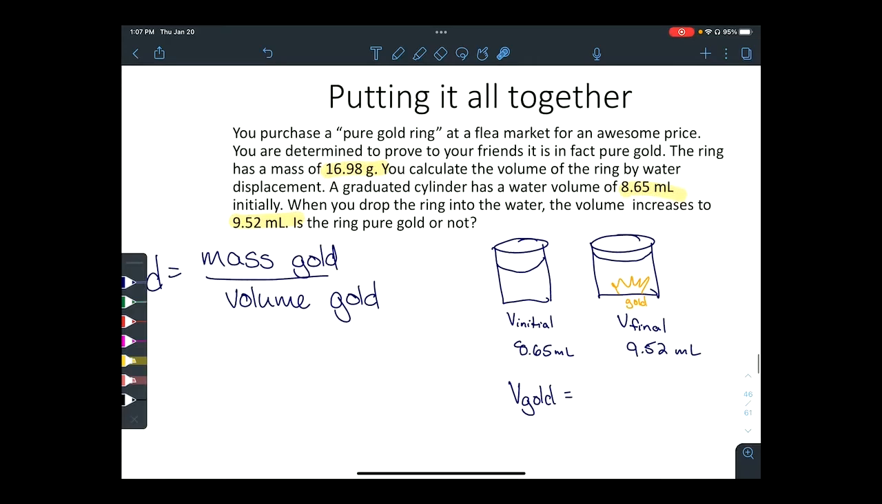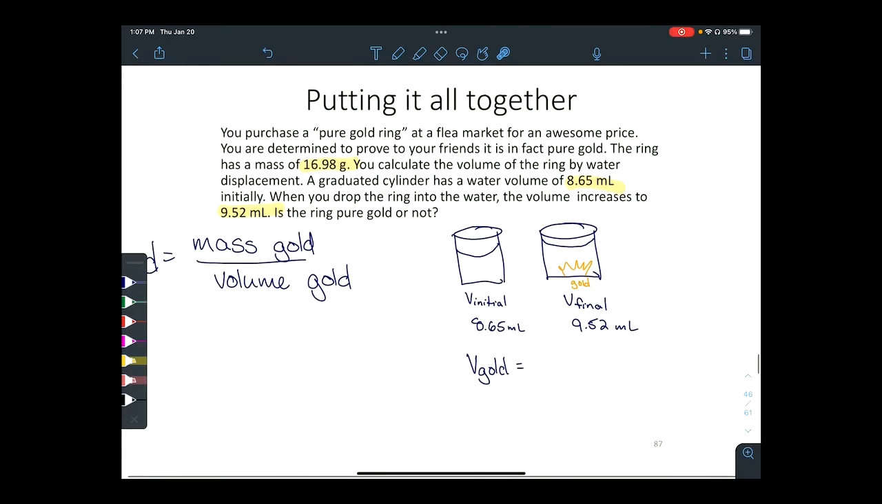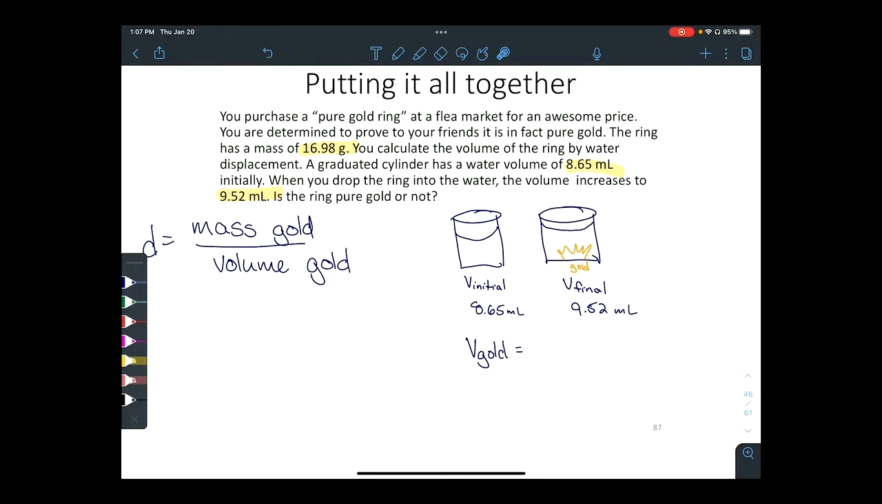All right, so let's put it all together. This is something that you'll do in lab, right? And that's taking a density of an object. So we have an object here. We bought a gold ring from a flea market, and we want to prove to our friend that it is in fact pure gold. So we want to calculate the density of this ring. So density is mass over volume.